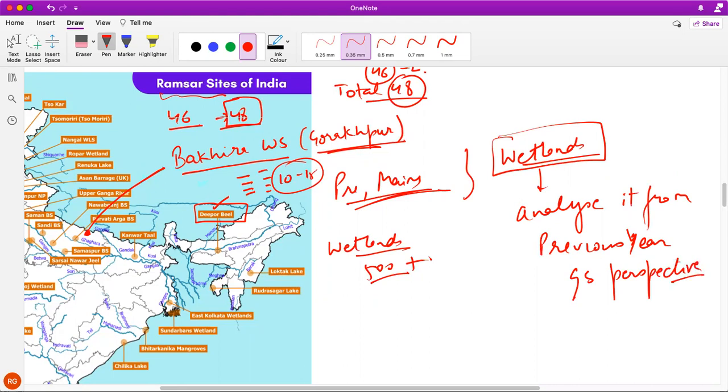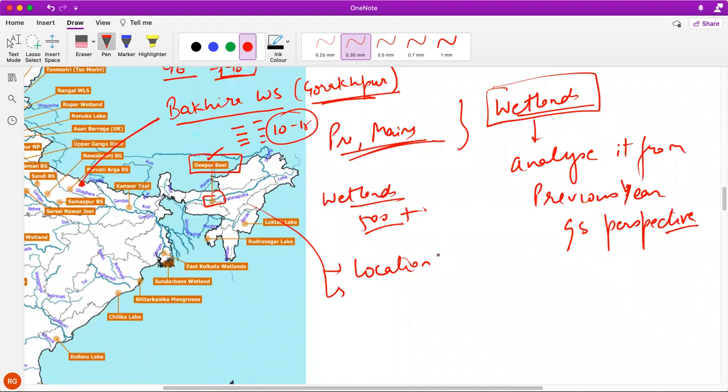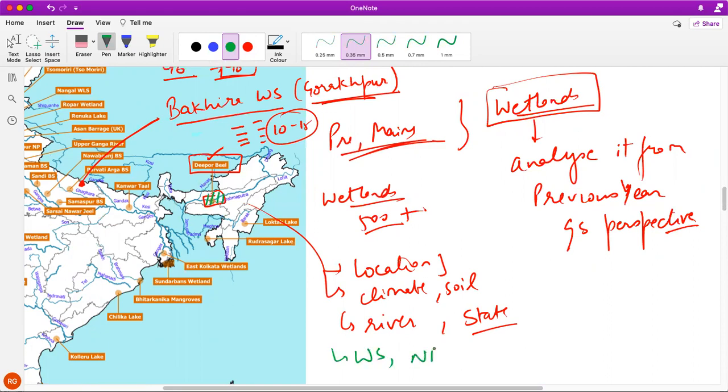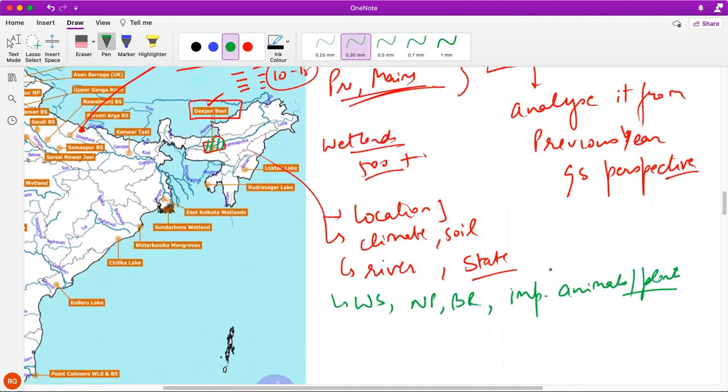UPSC's main focus is this: if Deepor Beel is present, UPSC would be asking about location. The question would be based on location, or physical location, then climate of the region, soil factors, if any river passes through the region, or the state to which it belongs. It can also ask about nearby wildlife sanctuaries, national parks or biosphere reserves, and some important animals or plants. You have to analyze from these perspectives.